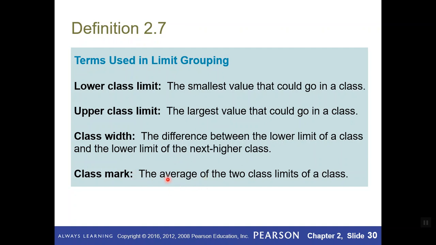Class mark means the average of the two class limits of a class. What are the class limits? Lower and upper class limits. So the average of the two class limits is the class mark.